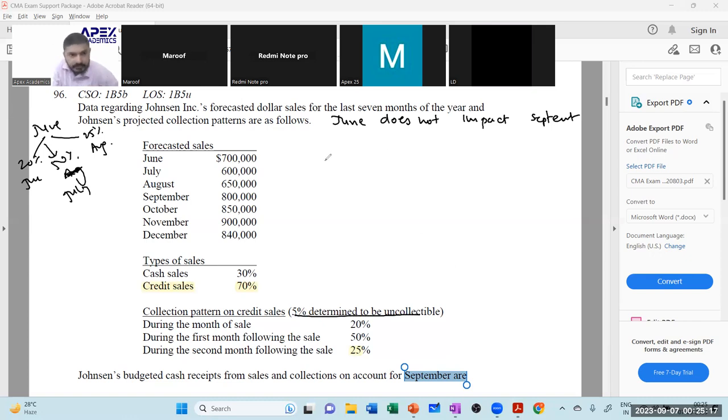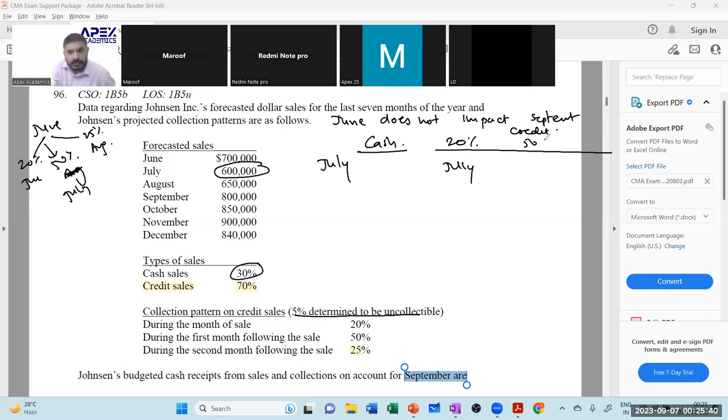Now, let's talk. July. Cash collection is 30% of July's sales. Am I bothered? No, I will not write. Now comes credit sales. 20% in July, 50% in August, 25% in September. I am interested in this. Let's talk about August. 20% in August, 50% in September, 25% in October. I am interested in this.